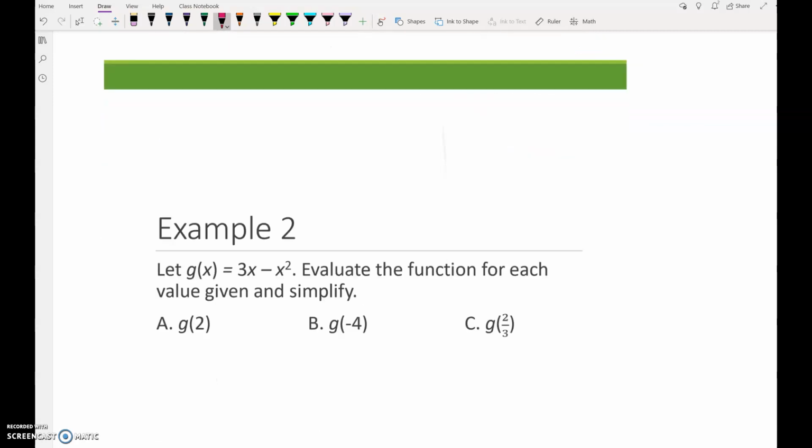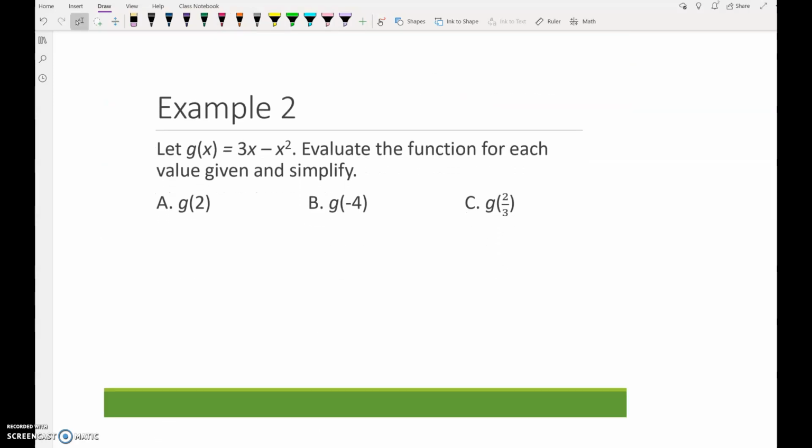On the next slide, we will evaluate. You can use any letter to name a function. So f of x, g of x, h of x, j of x, p of x, whatever letter you want.